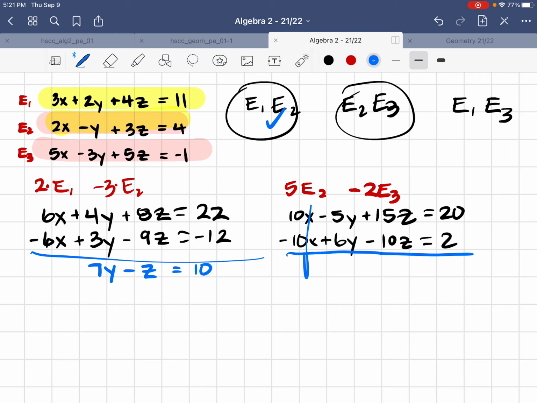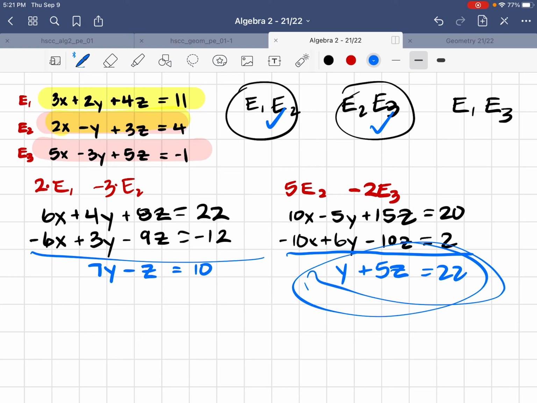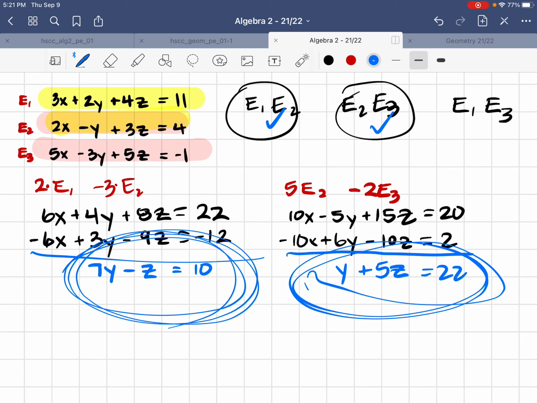The 10x and the negative 10x, those guys cancel out. The negative 5y and the positive 6y is going to give me positive y. The 15z and the negative 10z is positive 5z. And then we have equals 22. I've now combined E2 and E3 to get an equation that has two variables, y and z, and I've combined E1 and E2 to have an equation where I have two variables, y and z as well.